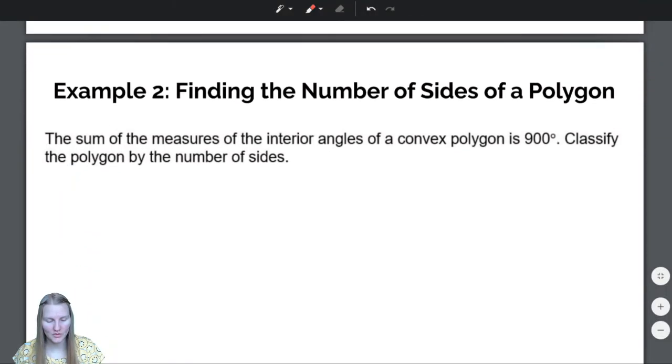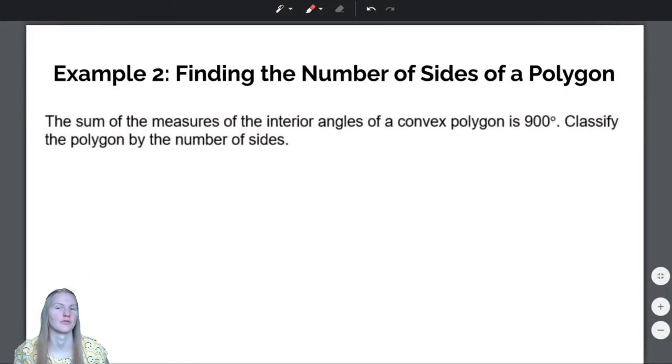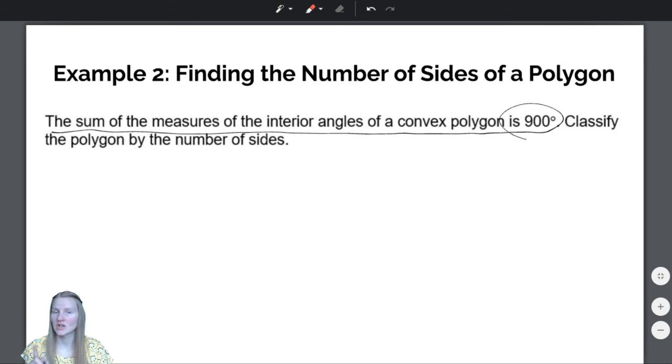Now, let's move on to our next example for today. So we're still going to use the Polygon Interior Angles Theorem, but now we are told the sum of the measures of the interior angles of a convex polygon is 900.